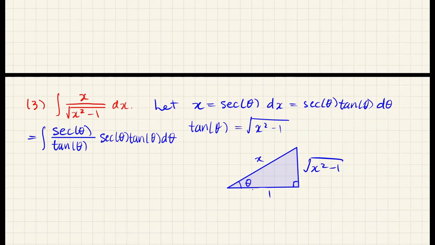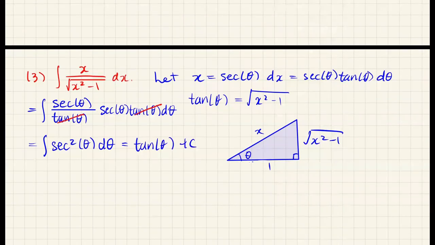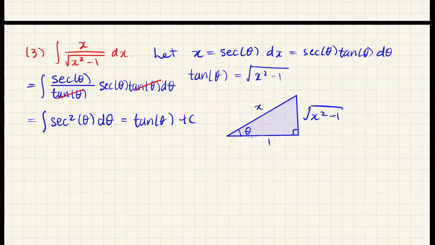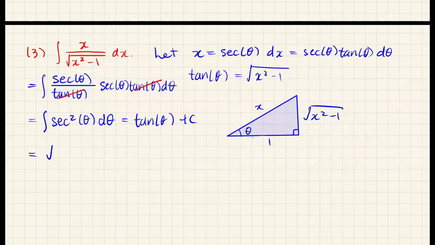So that means the tan theta cancel. The secant times the secant is going to be the secant squared, d theta, which is just going to be tan theta plus c. But tan theta is going to be the square root of x squared minus 1. So that is just going to be the square root of x squared minus 1 plus c. And that's all for this one.